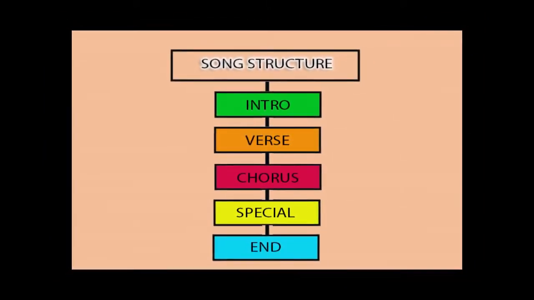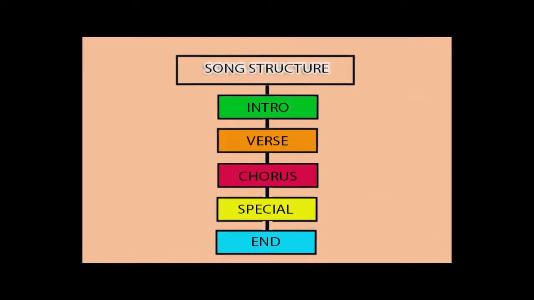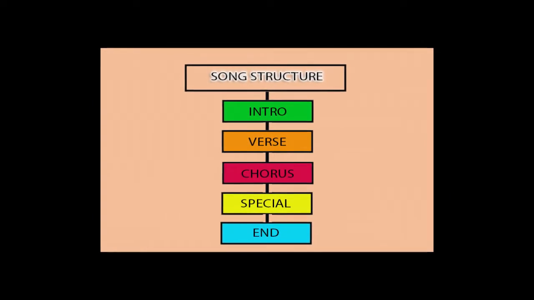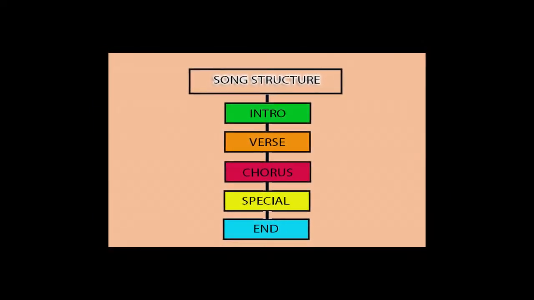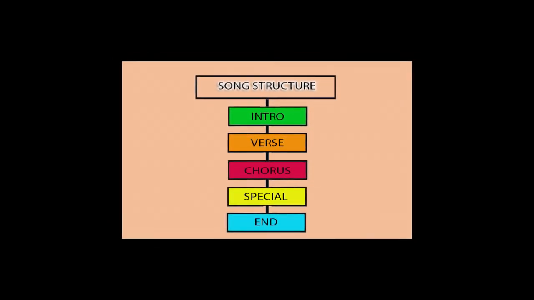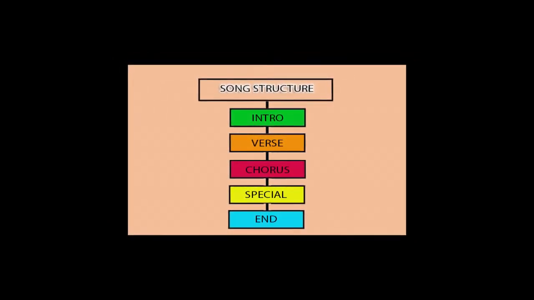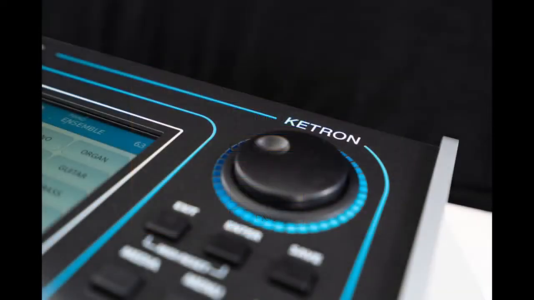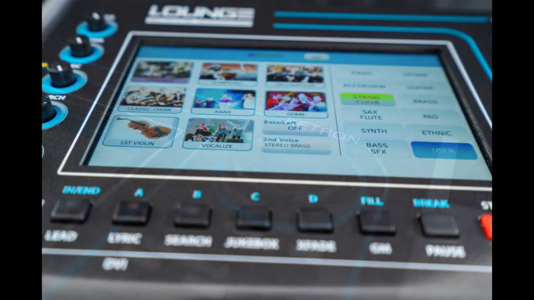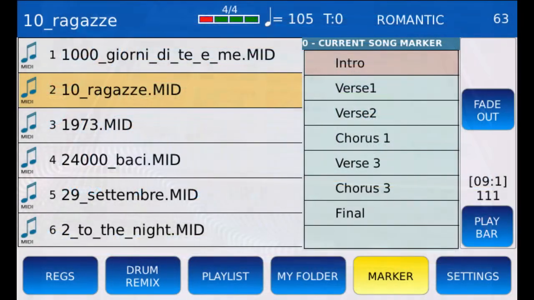As you know, a song usually consists of the following basic components: an introduction, a verse, a chorus, maybe some special part of the song, and an ending. We know that when an audio piece starts, we are forced to play the whole song. This obviously applies when we talk about audio, because in MIDI, there is another kind of flexibility called the marker function, which is available in the lounge, of course.